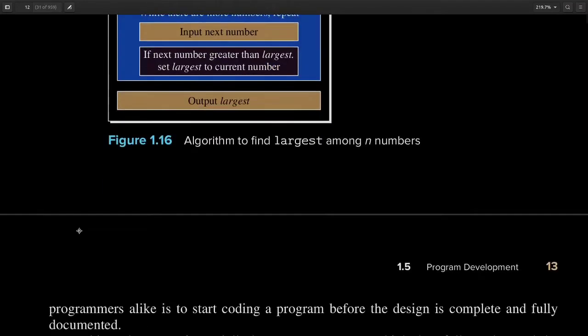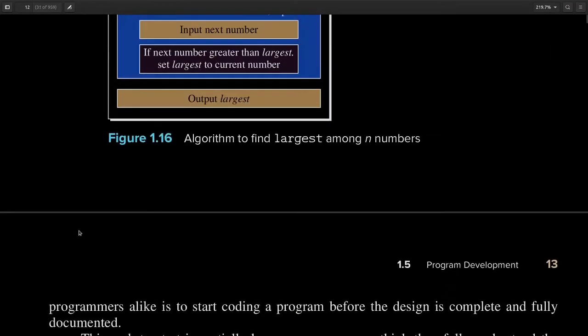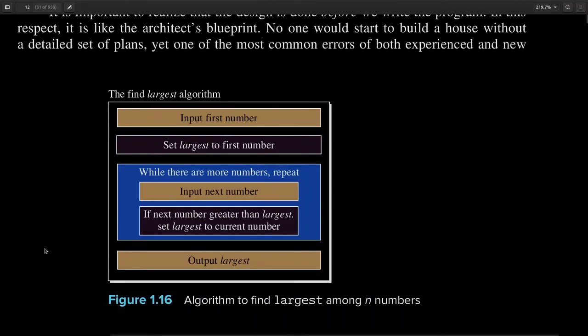Once your algorithm is ready, you can write the program and execute it over n number of inputs. So this was all about program design.